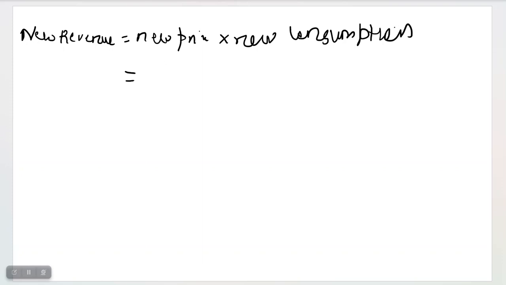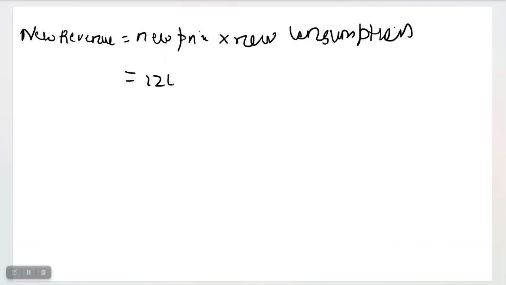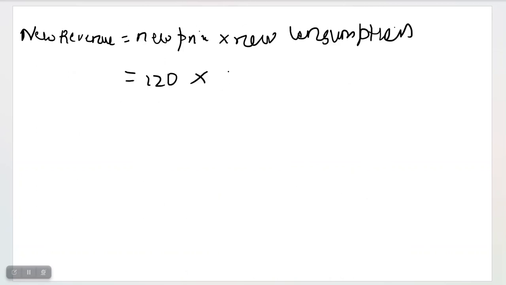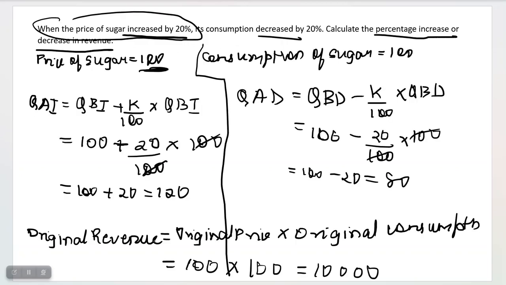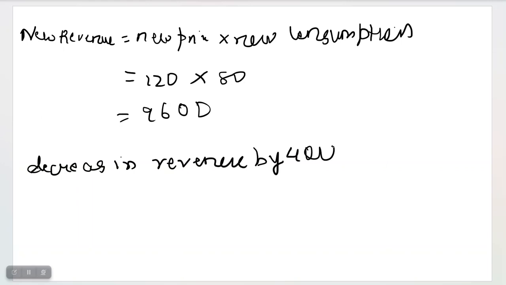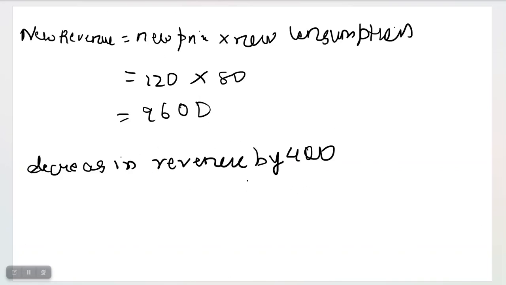New price is the price which you obtain after increase. The new price is 120. And new consumption is the consumption which we obtain after decrease, which is 80. And this is 9600. Now if you observe, the original revenue is actually 10,000, whereas the new revenue is 9,600. So there is a decrease in revenue by 400 because the original was 10,000. Now the new revenue is 9,600. So the decrease is by 400.